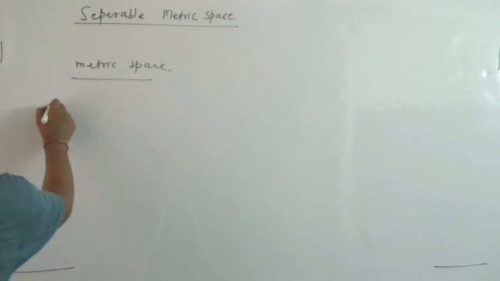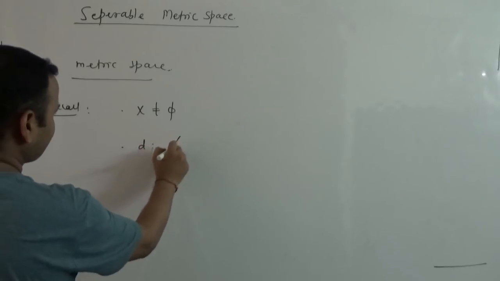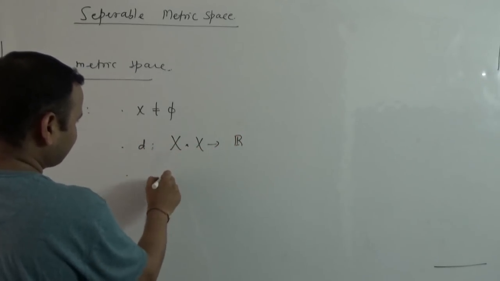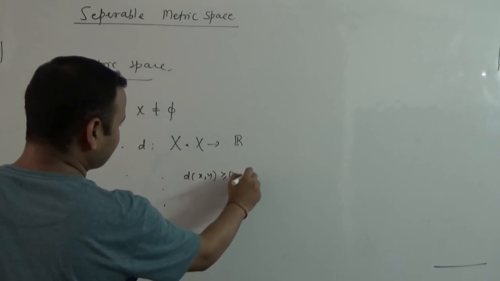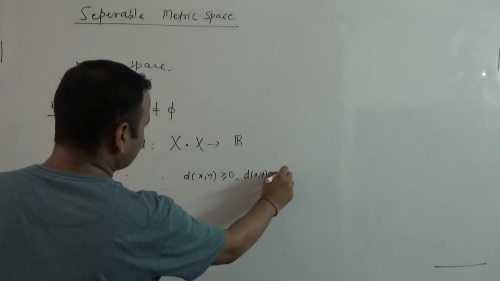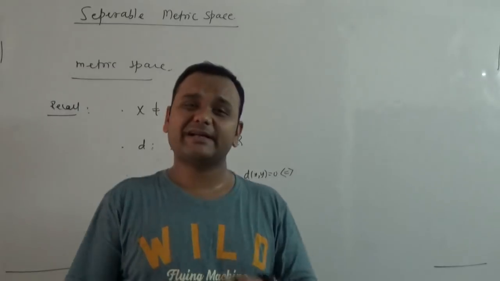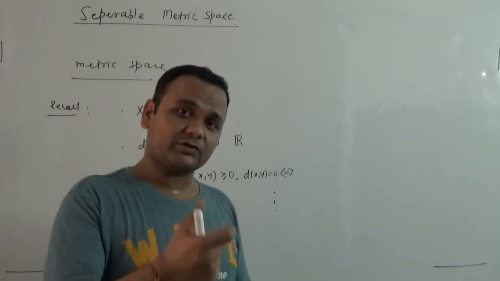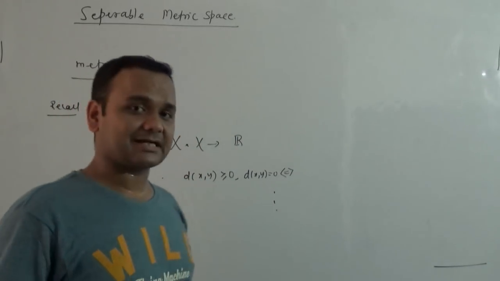So let me recall first of all, what do you mean by metric space? You have a non-empty set, right? You have a function from the set cross itself to the real numbers with three properties: d(x,y) is greater than or equal to 0, d(x,y) is equal to 0 if and only if x equals y, and so on. These are the three properties I have already discussed. So if you have not seen it, please go back and watch that video on metric space. Then you will be able to understand this topic.